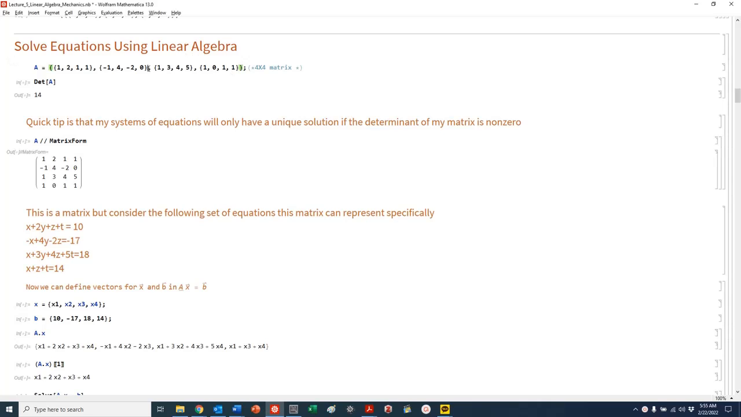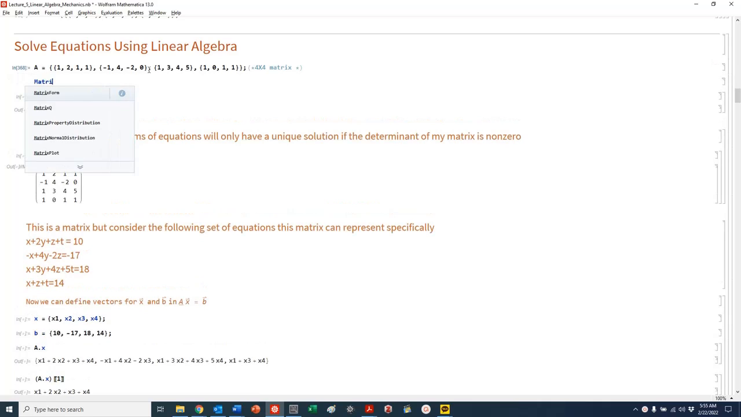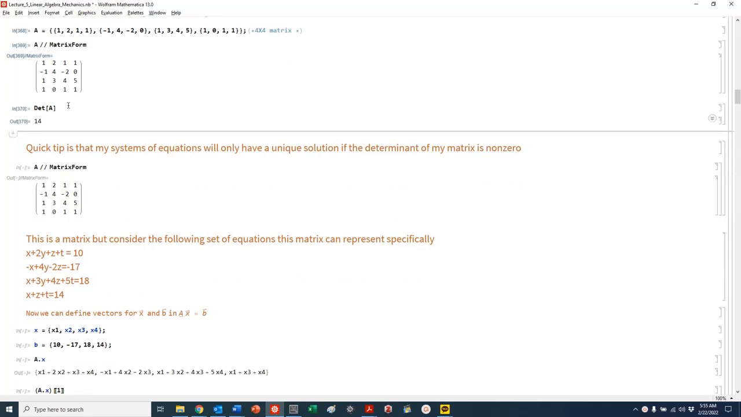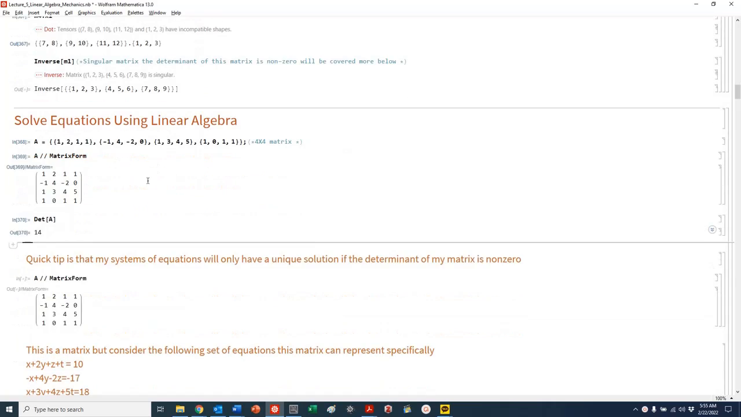Hi everyone, we are back and we're going to be solving equations using linear algebra. So here I've got a 4x4 matrix. Let's do matrix form. And here we go. We can look at the determinant. The determinant is non-zero, so we can start to solve problems because we're going to have to use the inverse in a little bit.